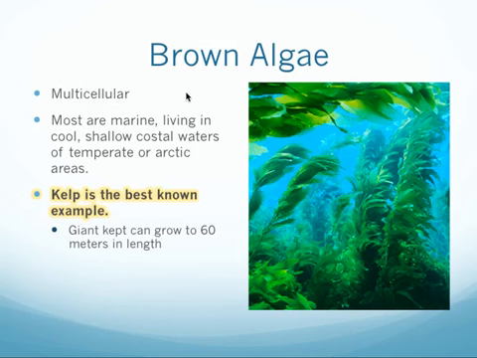And giant kelp can grow to 60 meters in length. So it's a very large protist. Kelp is not a plant. Seaweed is not a plant. It's a protist, and kelp is a great example of brown algae.